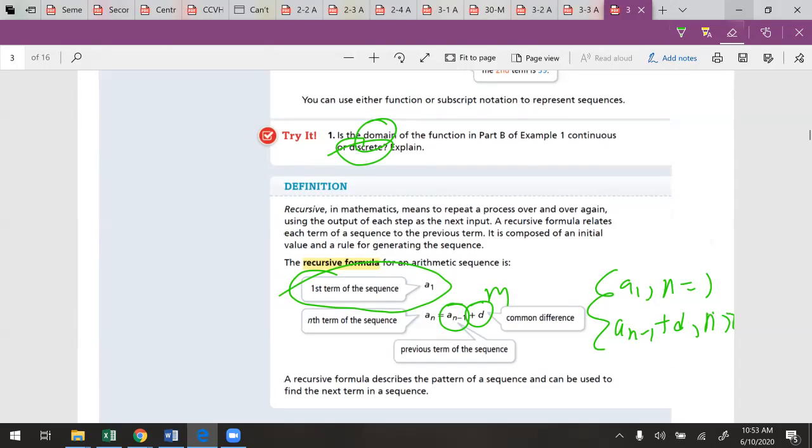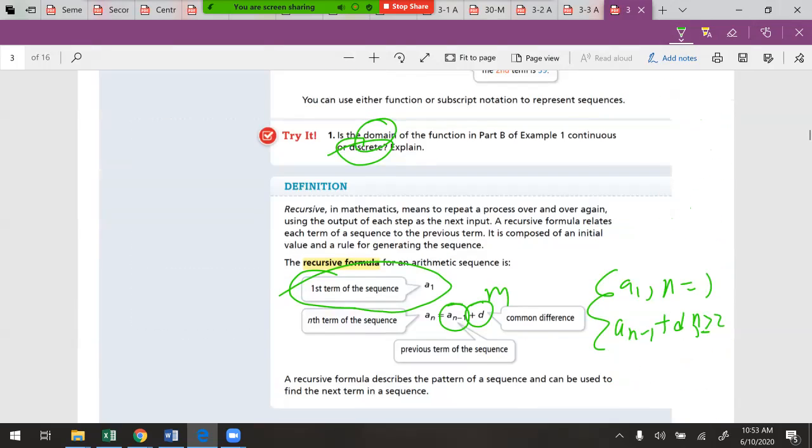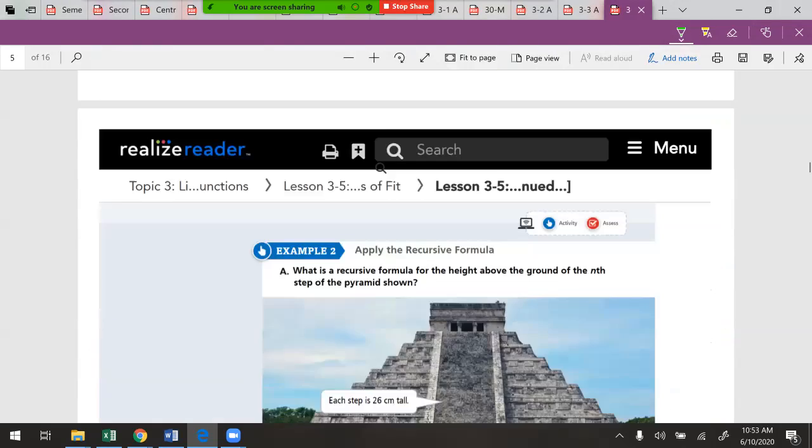Now, by looking at this, you can only use this if you want to find the next number. You can't use this if you're finding the 100th number because you've got to count 100 times. So if you want to find the 100th number, you've got to plug it into here. And this is what's known as the explicit. This is explicit, okay?